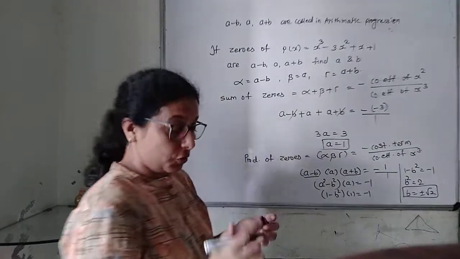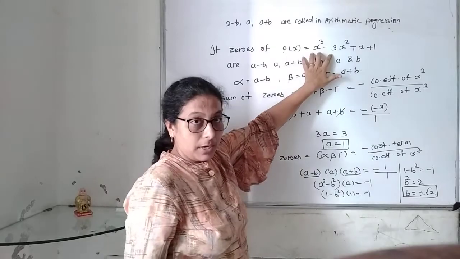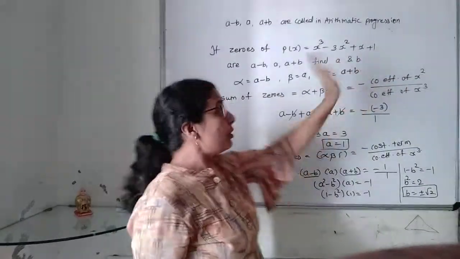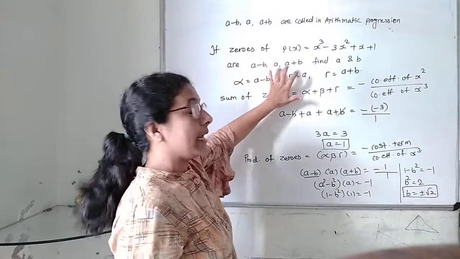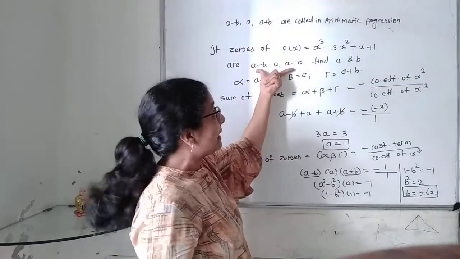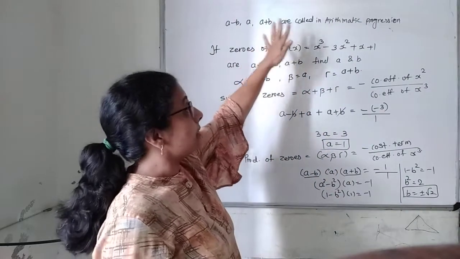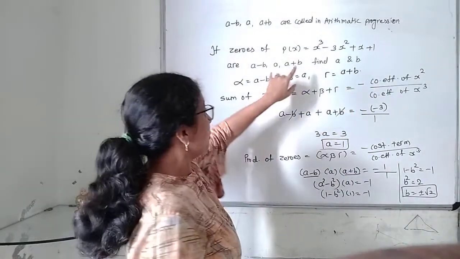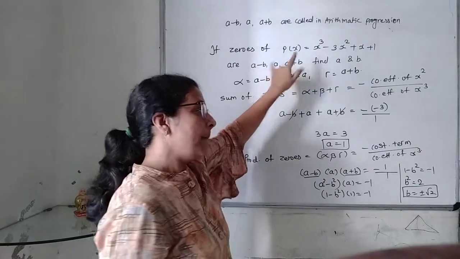कभी-कभी ऐसे वर्ड यूज होते हैं, that is a minus b. Here the zeros of this polynomial are in arithmetic progression. ऐसा दिया है, then also you have to take the zeros of the polynomial are a minus b, a and a plus b. Directly दे दिया है, तो we'll write like this. अगर ऐसा दिया है that zeros of the polynomial are in arithmetic progression, then also you have to take a minus b, a and a plus b are the zeros of the polynomial.